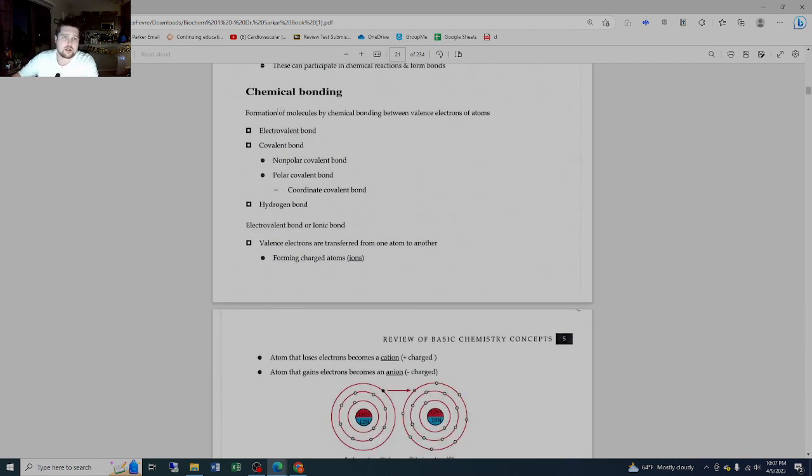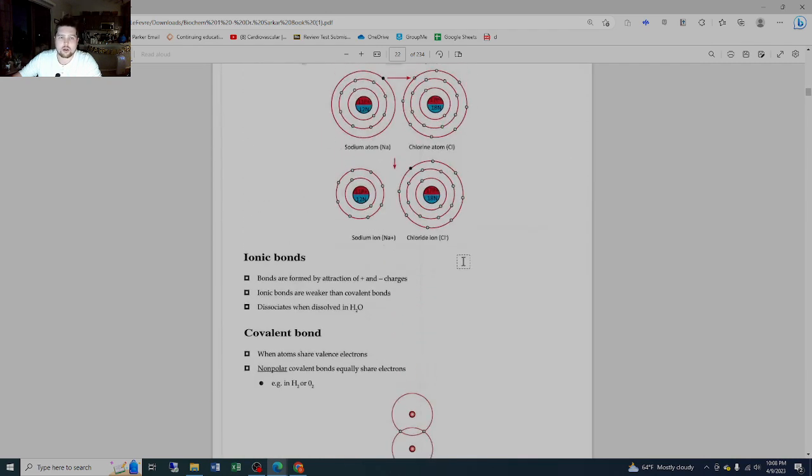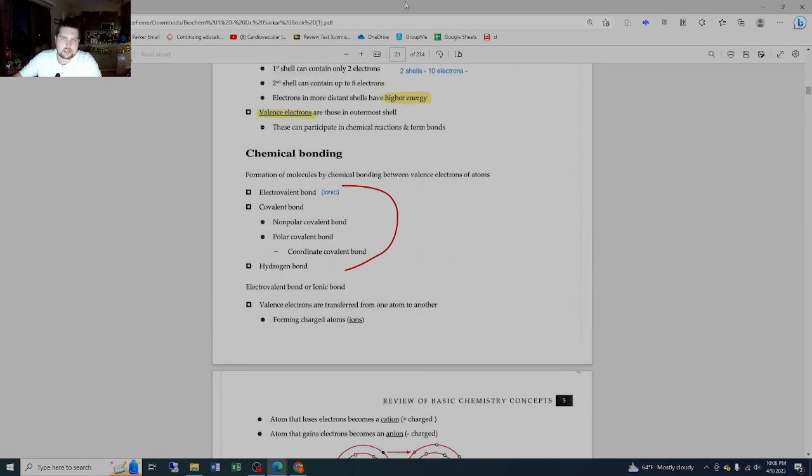So we have a couple of different types of chemical bonds. We have electrovalent bonds, covalent bonds, which are broken down further into nonpolar and polar, as well as hydrogen bonds. So these are all going to be key. Remember, electrovalent is another name for ionic. We'll get into what each of these individually means. But right now, if you don't remember what any of these mean, might as well stop. Even though it might tell us a little bit later on, repetition is key.